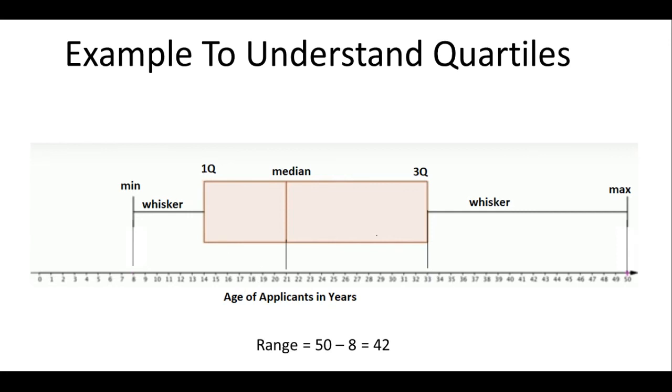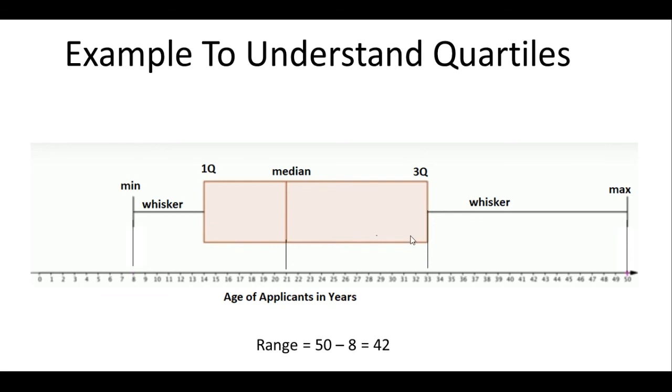the minimum value is at 8, the maximum value is at 50, and the second whisker is between 33 and 50 years, while the first whisker is between 8 and 14 years. So the difference of age for the first whisker is only 6 years, but it is 17 years for the second whisker. Now you can see how data is distributed in our experiment or data set, and that is the meaning of a box plot.